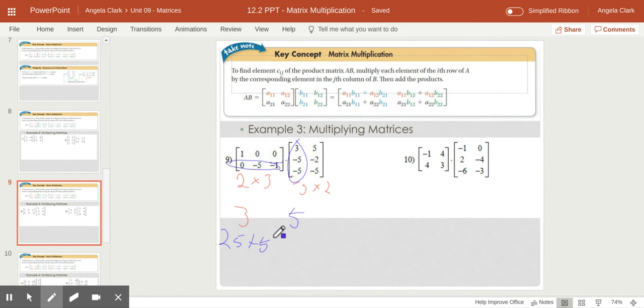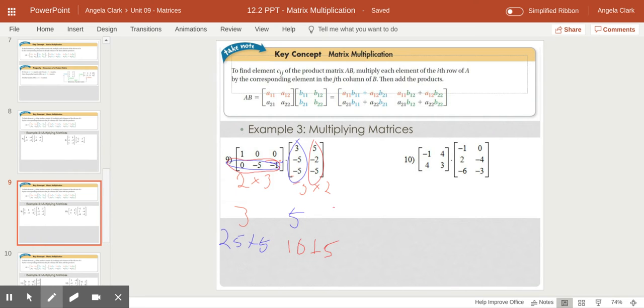Okay. Now we are doing second row, second column. Nope, I was right the first time. Second row times second column. I was right both times. There we go. Okay, second row times second column. 5 times 0 is 0. Negative 5 times negative 2 is positive 10. Plus negative 1 times negative 5 is positive 5. So just 10 plus 5.